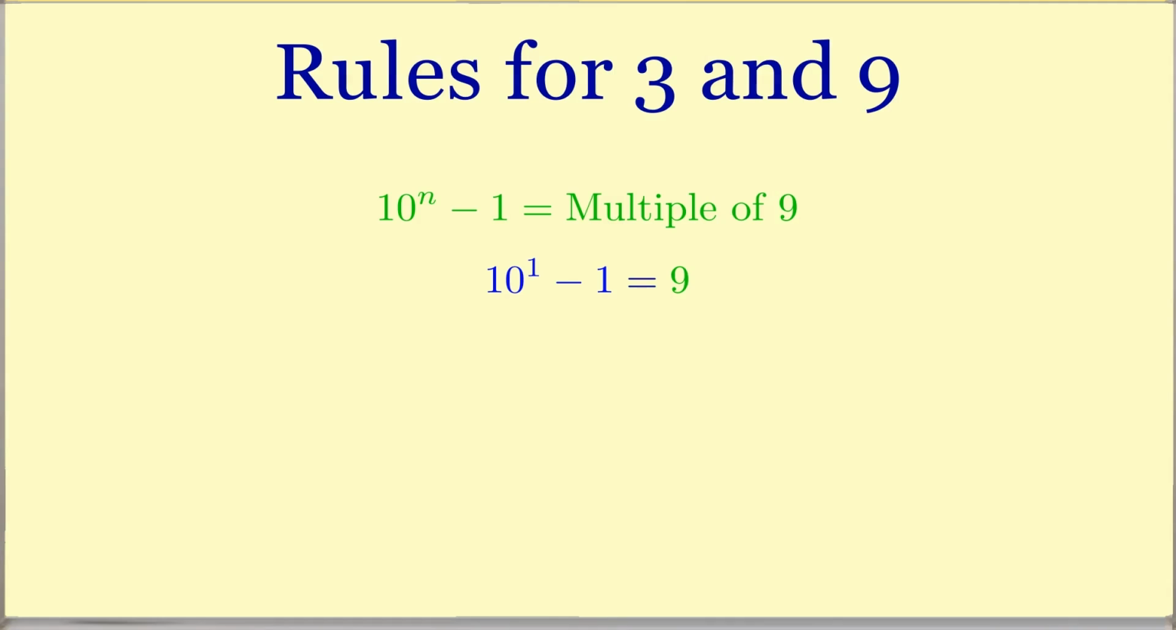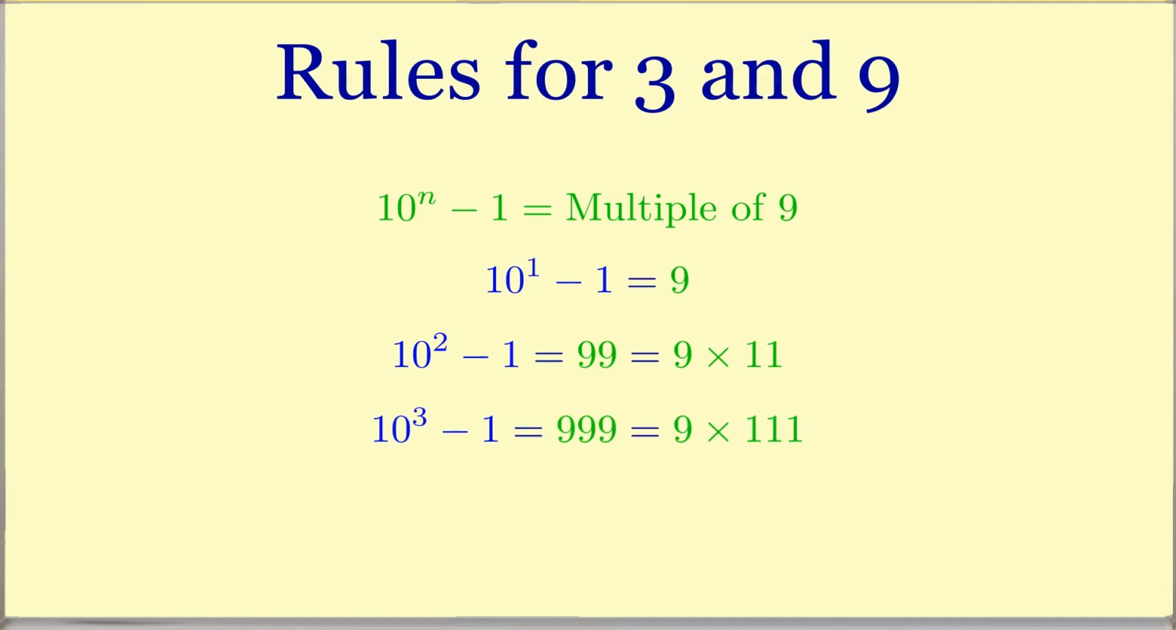10 to the first power minus 1 is 9. 10 to the second power minus 1 is 99, which is 9 times 11. 10 to the third power minus 1 is 999, which is 9 times 111. Every time you take a perfect power of 10 and subtract 1, the result is simply a solid string of 9s. Because the number is entirely made of 9s, it is undeniably divisible by 9.